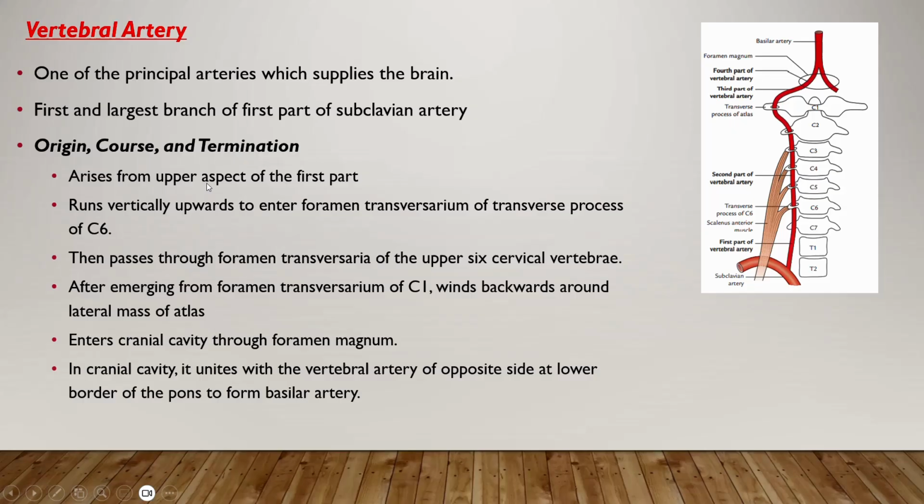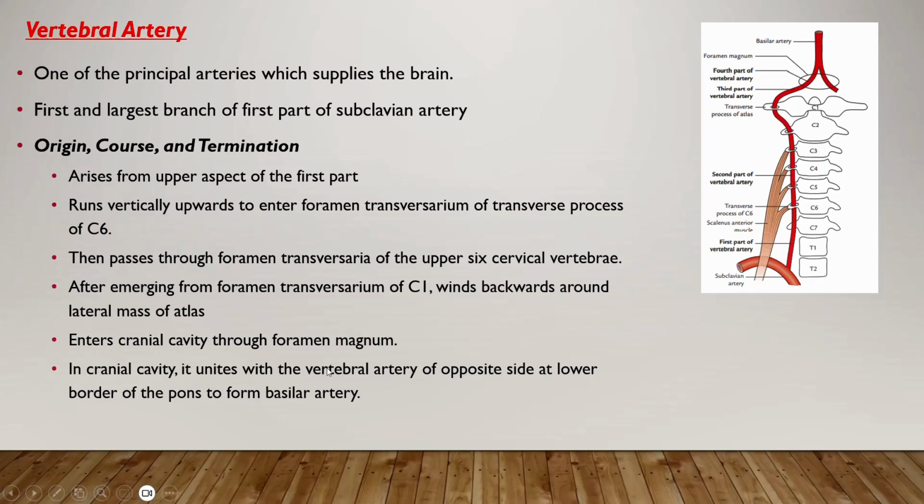You can see here, it is running vertically upwards to enter the foramen transversarium of the transverse process of the C6 vertebra. Then it passes through the foramina transversaria of the remaining cervical vertebrae, and then it emerges out through the foramen transversarium of the first cervical vertebra. It winds around the lateral mass of the atlas. Here is the lateral mass, and it passes through the foramen magnum, reaching the cranial cavity.